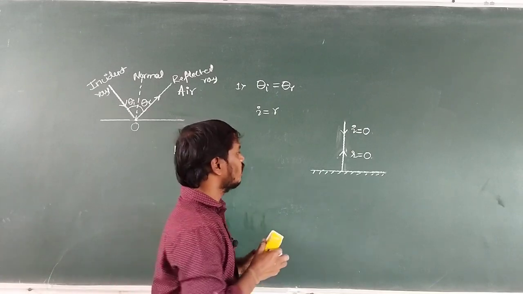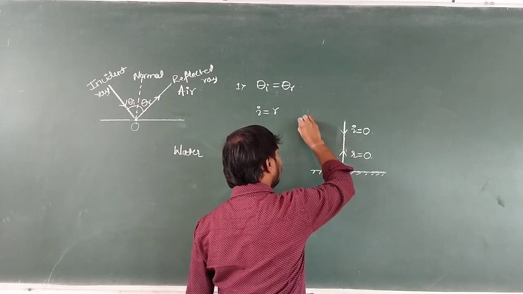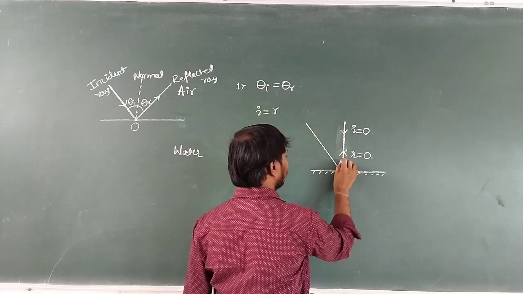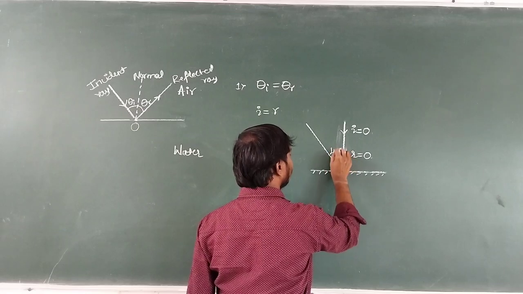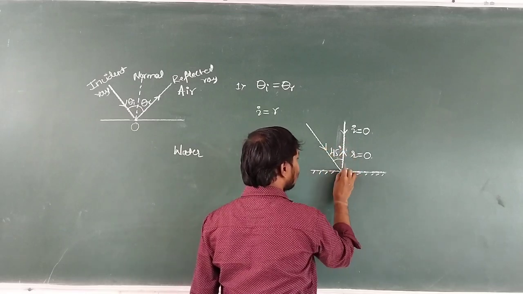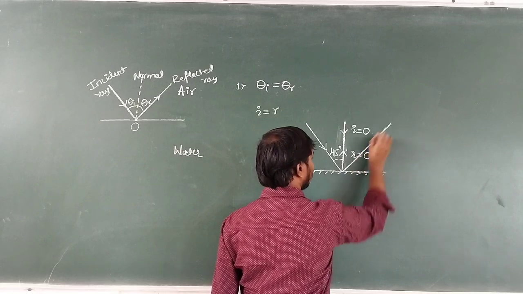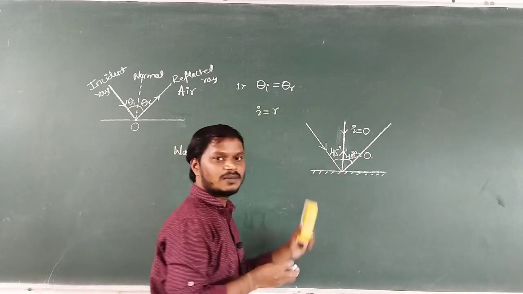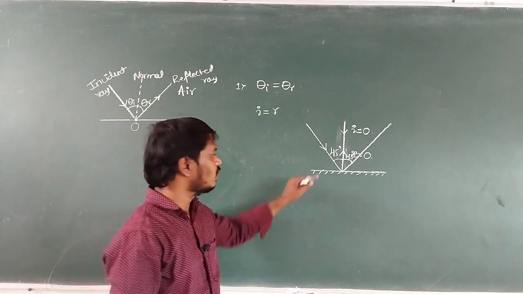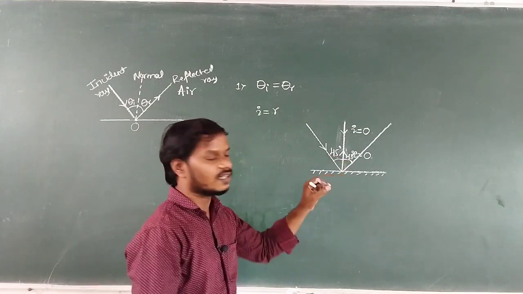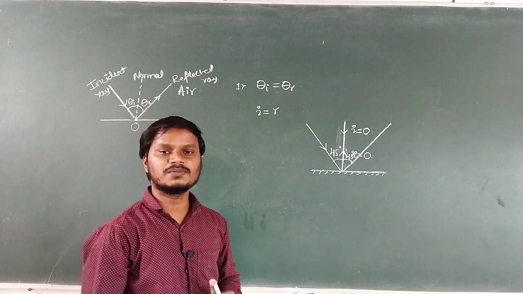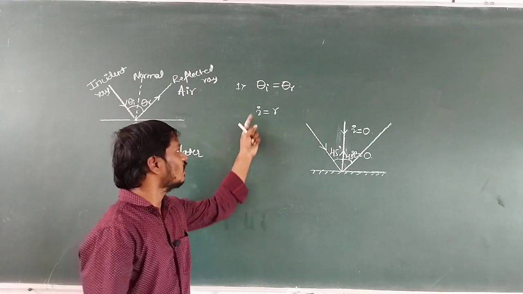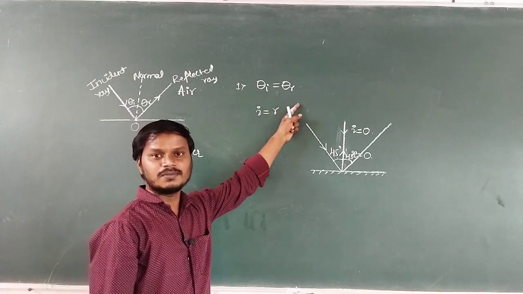If the light is incident at an angle of 45 degrees, then the light turns back with the same angle, that is 45 degrees. Again the angle of incidence is 45 degrees and the angle of reflection is also 45 degrees. Hence the angle of incidence is equal to the angle of reflection. What is the first law of reflection of light? The angle of incidence is equal to the angle of reflection.